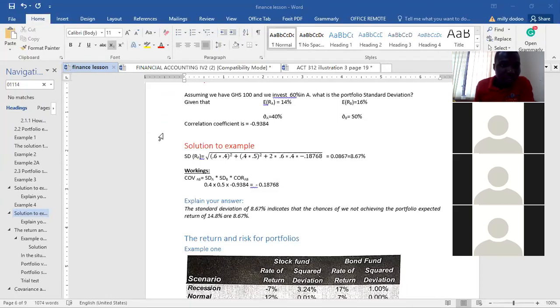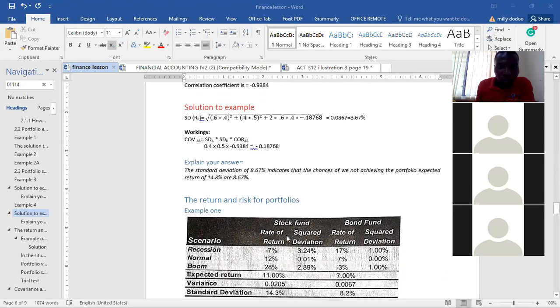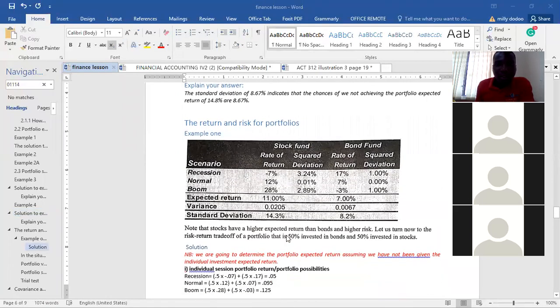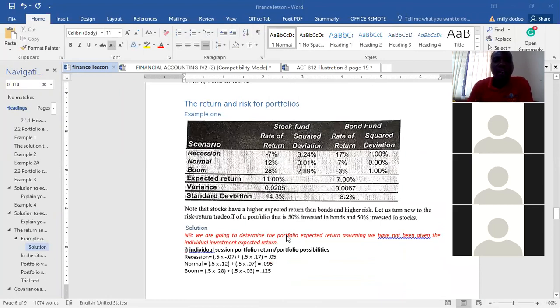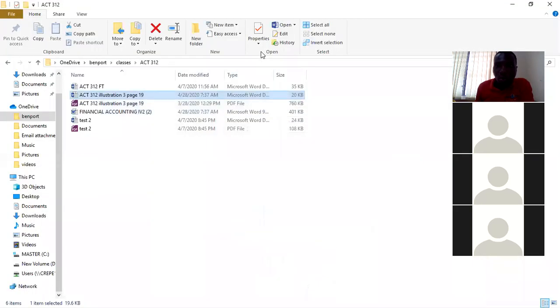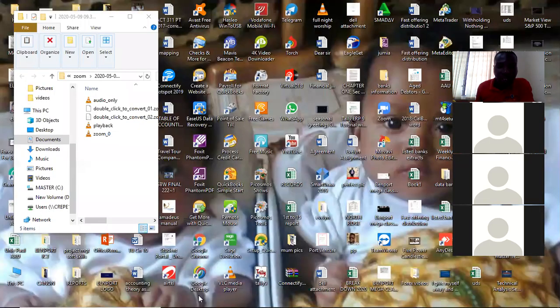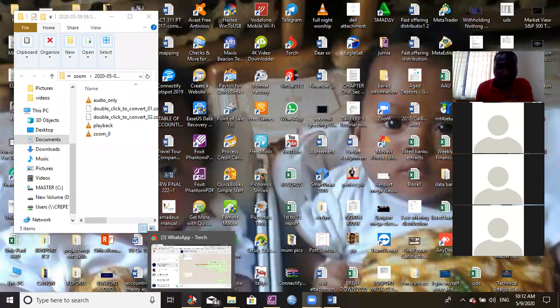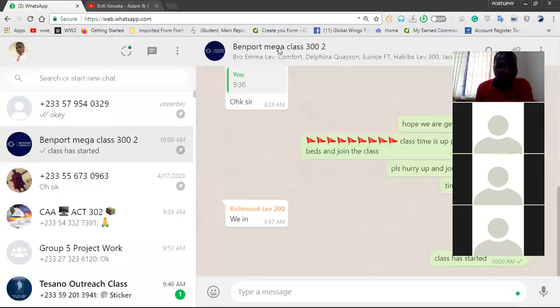Okay, so let's move on. Today, we are going to be looking at the return and risk of portfolios. The return and risk for portfolios. So those who have the handouts, open to your handout. Those who do not have it, you can go to the page. We have shared the handout on the page for you, and then you take it from there.